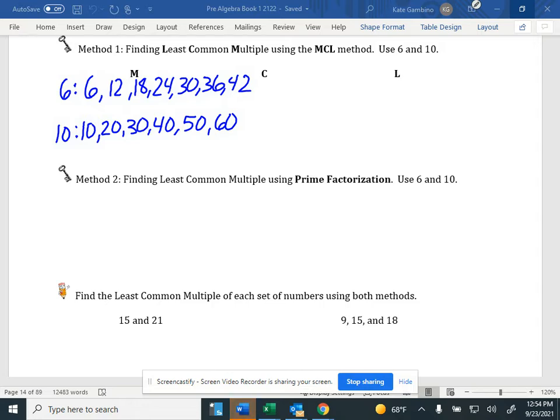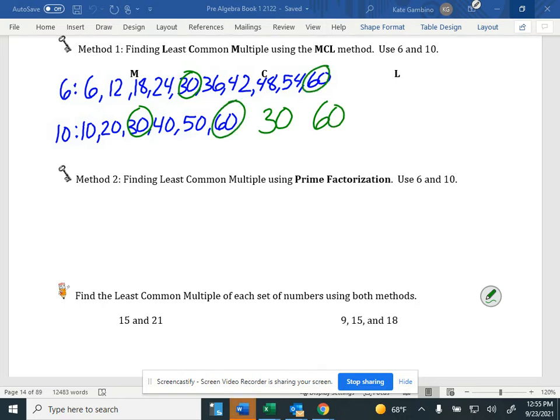Let's go a little bit bigger here with our 6s. After 42 is 48. Then 54. Then 60. Okay. So now we can look to see what are some common multiples in those two lists. Naveen? 30. What's another common multiple they have? Paul? 60. So just going out as far as I did, I found two common multiples that both those numbers multiply into.